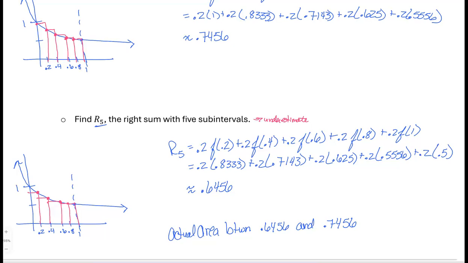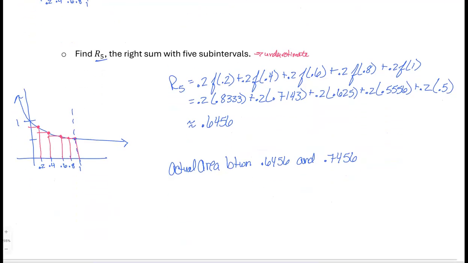So as far as over and underestimating the area, it's not always the case that the left overestimates and the right underestimates. Sometimes it's the other way around. It really just depends on the function and the rectangles, but it's guaranteed that one will overestimate and the other one will underestimate. So the actual area will always live between the two values.